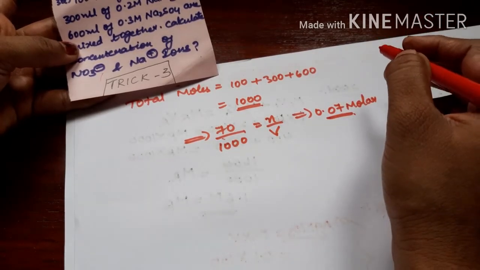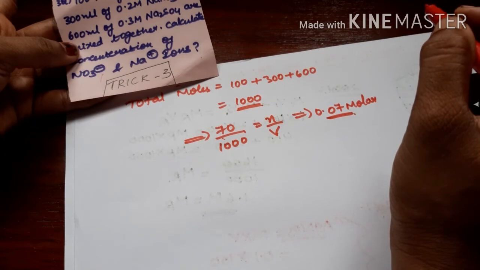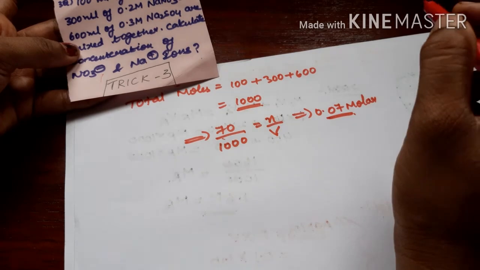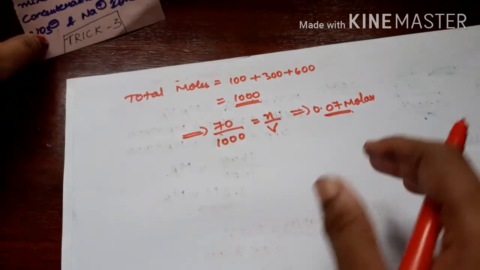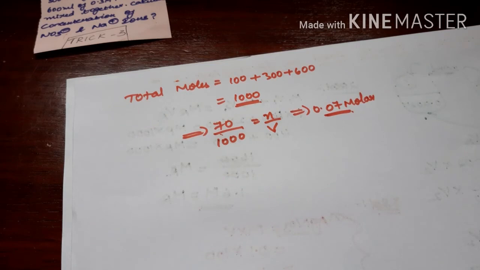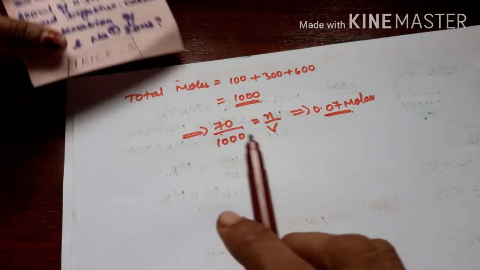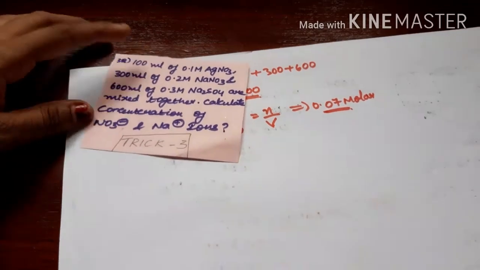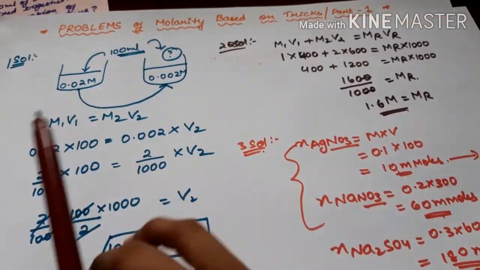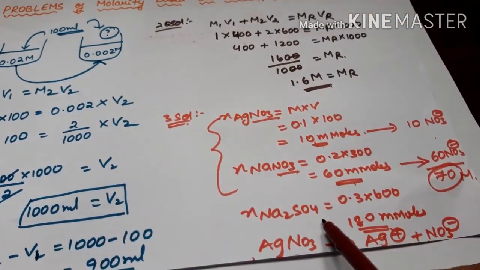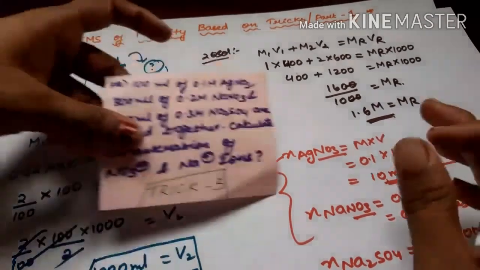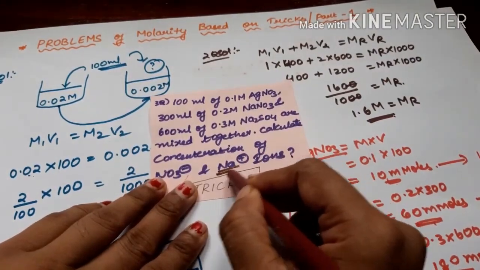That means the concentration of NO3 minus from AgNO3 and NaNO3 is 0.07 molar. Similarly, if you observe how much concentration of Na plus ions will be obtained, Na plus ion will come from Na2SO4 and from NaNO3. Based on this, you can easily find out the Na plus ion.